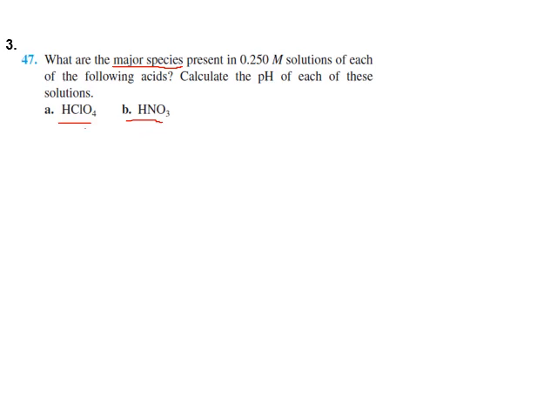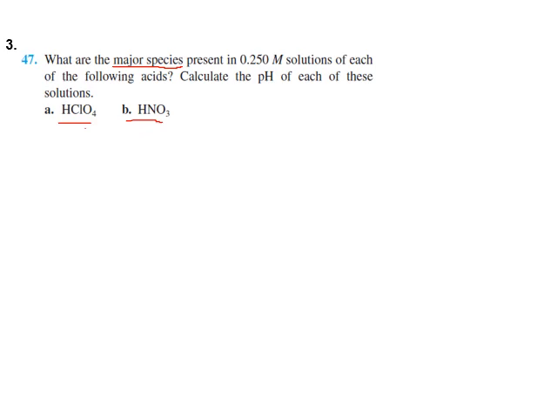So what that means is if we put either one of these in water, they're going to break up completely, or we're going to assume that they break up completely into H plus, which we're going to designate as H3O plus, in the case of A, it would be ClO4 minus, and for B, it would be NO3 minus. And then, of course, you'll always have water.